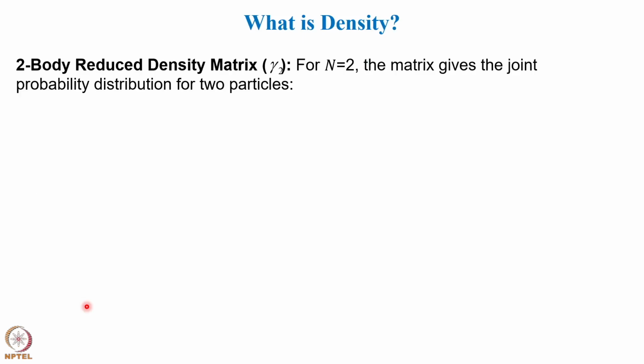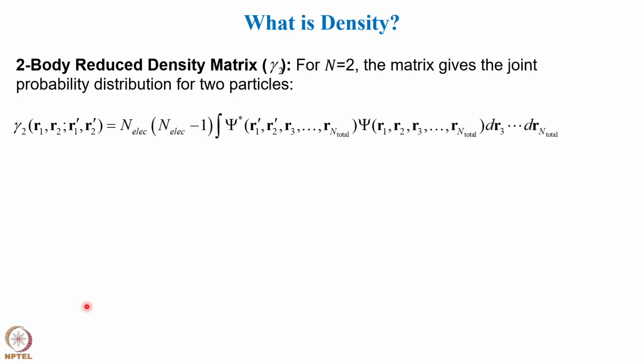Now, that is the one-body reduced density matrix. Similarly, I can have a two-body reduced density matrix, which gives the joint probability of finding two particles. That means I will leave R1 and R2 unintegrated, and R3 to Rn total I will just integrate over, and that will give me a two-body reduced density matrix, which will have four coordinates: R1, R2, R1 dash and R2 dash.